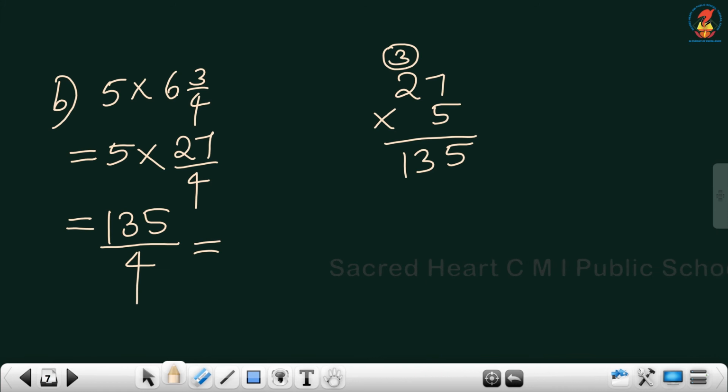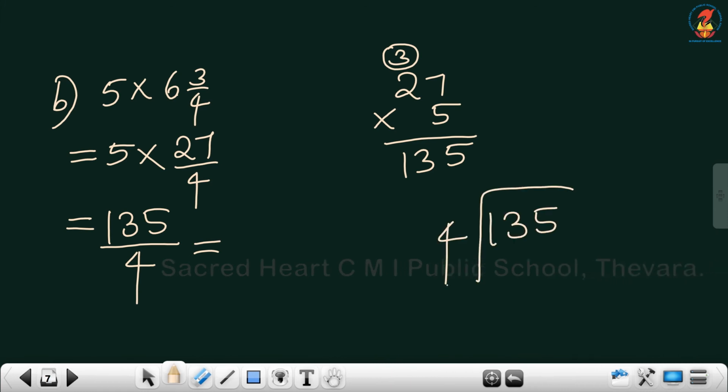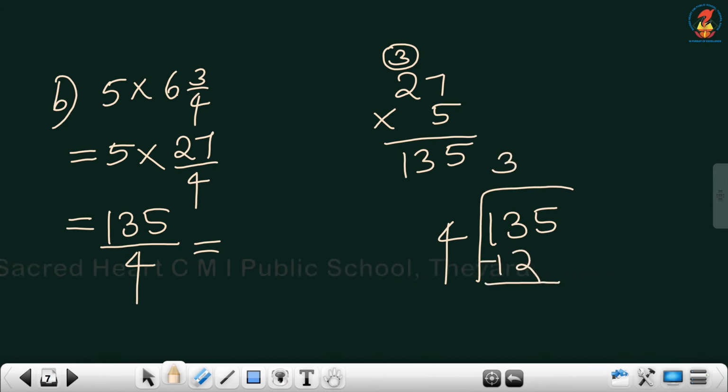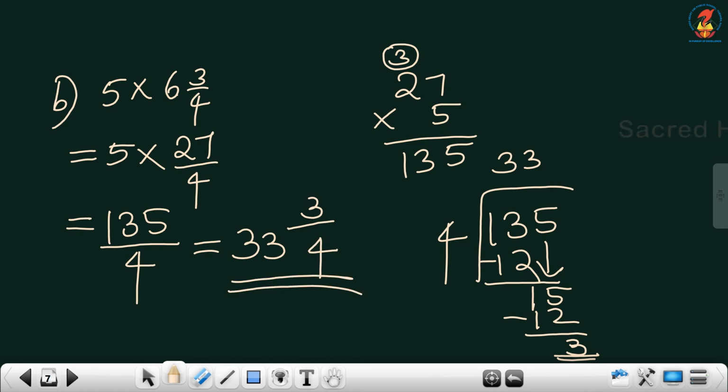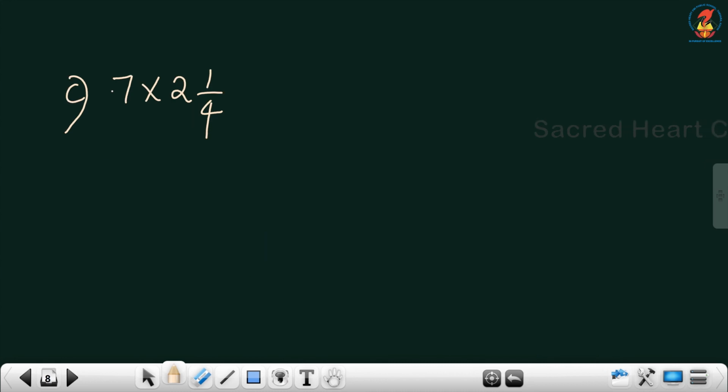Answer is an improper fraction. So what do you have to do? You have to do division and find out the mixed number. 135 divided by 4. What is the answer? 4 3s are 12. 3 minus 2, 1. 5. Then again 4 3s are 12. Remainder 3. Okay. So what is the answer? Quotient, remainder by divisor. Clear for everyone?